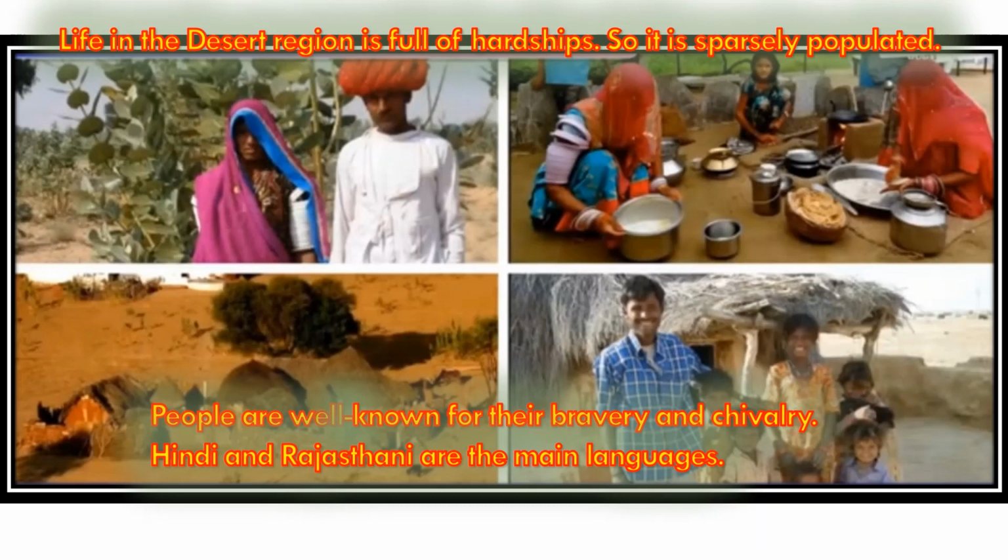Children, life in the desert region is full of hardships, so it is sparsely populated, meaning less populated. People are well known for their bravery and chivalry. Hindi and Rajasthani are the main languages.